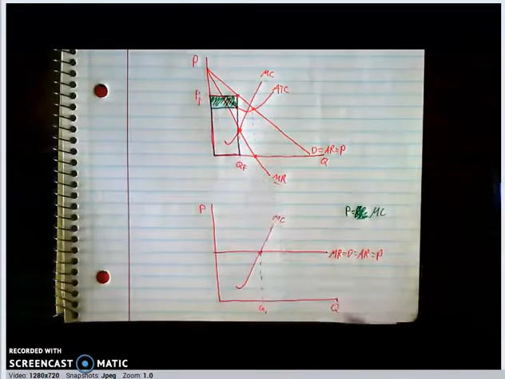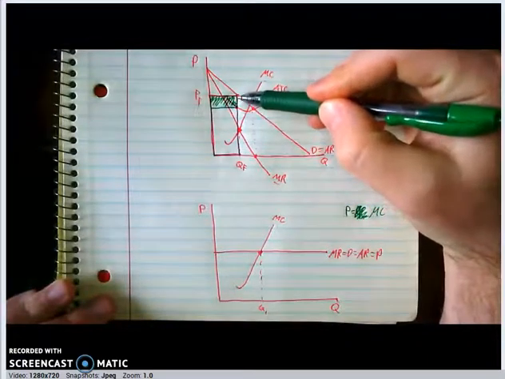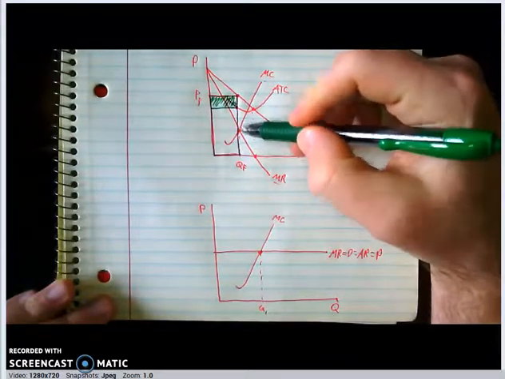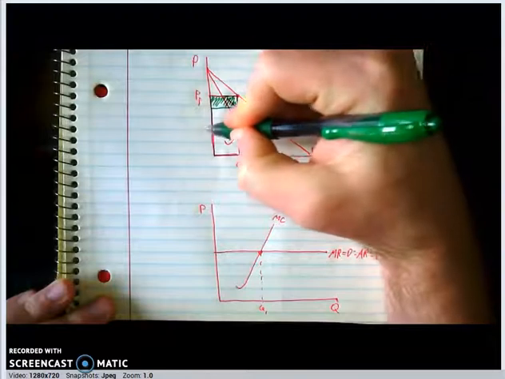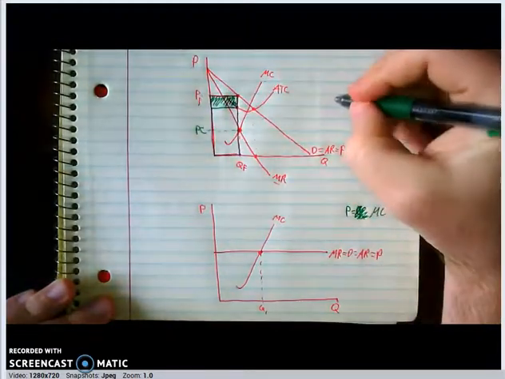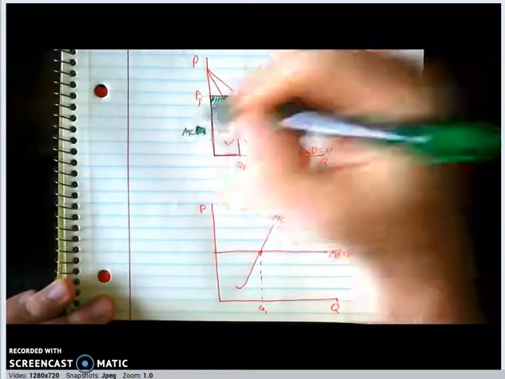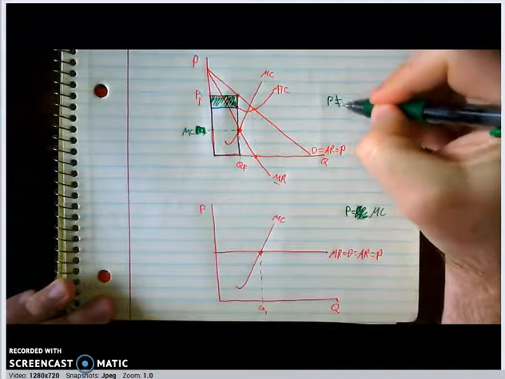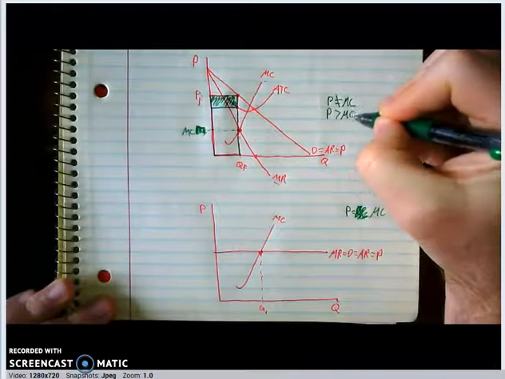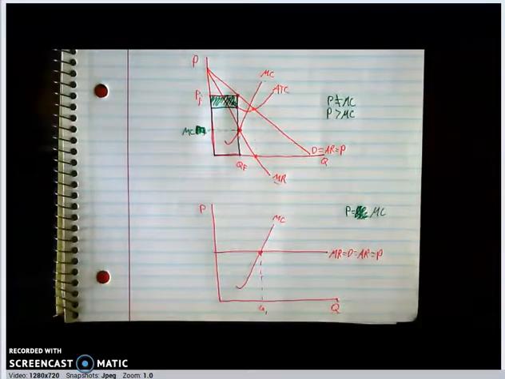Okay, what about here? If I go up from QF and hit the price curve, my price is way up here. If I go up from QF and hit the marginal cost curve, my marginal cost is right here. So here, price is greater than marginal cost. I said PC, that should be MC, my fault. Price does not equal marginal cost. Instead, price is greater than marginal cost. So this firm is not allocatively efficient here.